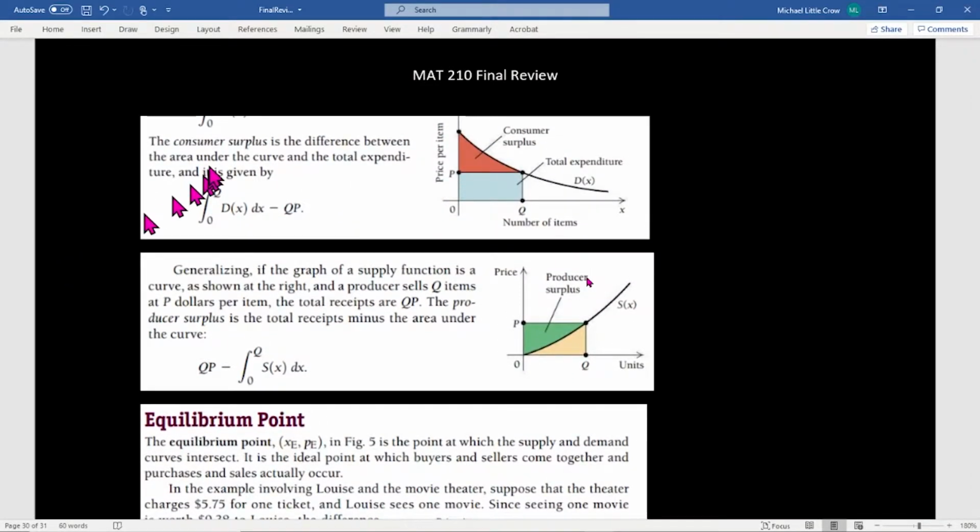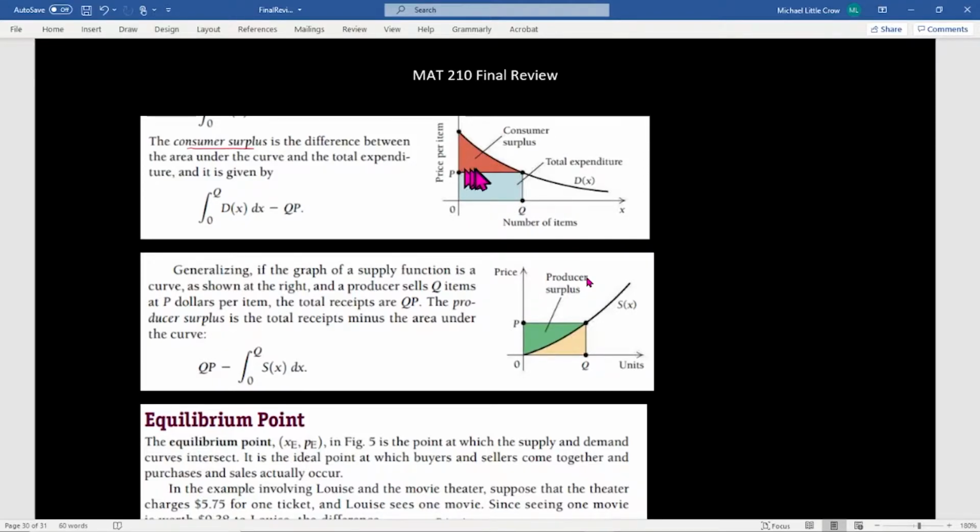What I'm going to do is drop down, and this comes from our text. So for consumer surplus, we're talking this formula. We integrate the demand function, and then we subtract Q times P. What's Q times P? Well, Q would be the number of items and P the price they'd be willing to pay at some set value. We're going to find out what those two are. So this is the expenditure, and this is the consumer surplus.